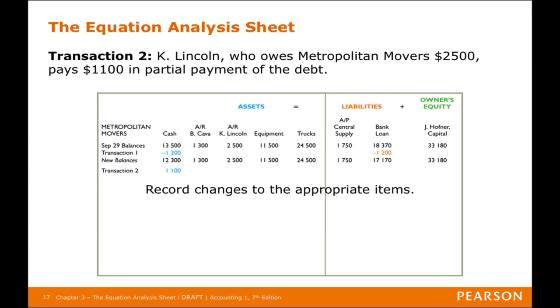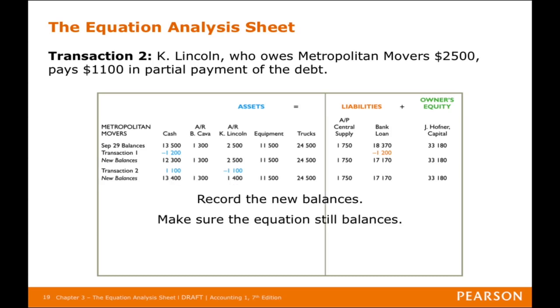Lincoln, so our cash asset increases by $1,100, and K. Lincoln is paying down his accounts receivable. So we decrease K. Lincoln's accounts receivable by $1,100. Once that's done, again, we will record the new balances and make sure that the equation still balances.